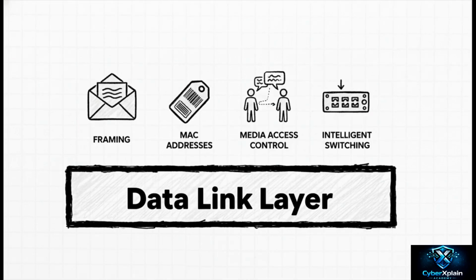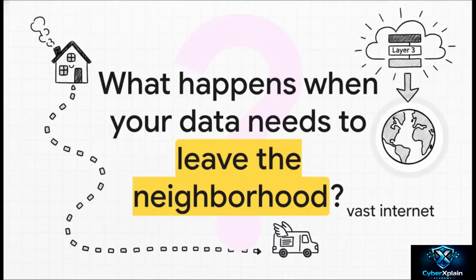So from packaging your data into neat little frames, to giving every device a unique physical address, to managing the rules of conversation and intelligently directing traffic, the data link layer is doing all of that invisible but absolutely essential work that makes your local network fast, reliable, and efficient. It is the absolute master of local delivery.